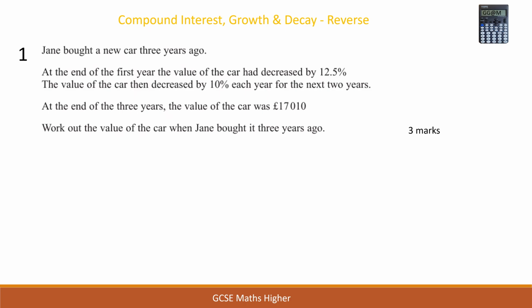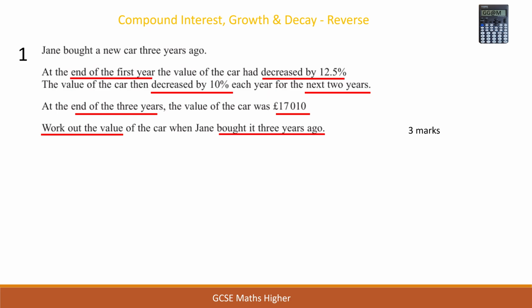So if you need a little bit of a hint, keywords in the question are at the end of the first year, it decreased by 12.5%, decreased by 10% for the next 2 years, and at the end of 3 years, it was worth £17,010. You've got to work out the value after 3 years, or it was bought. So bought it 3 years ago, you've got to work out the price.